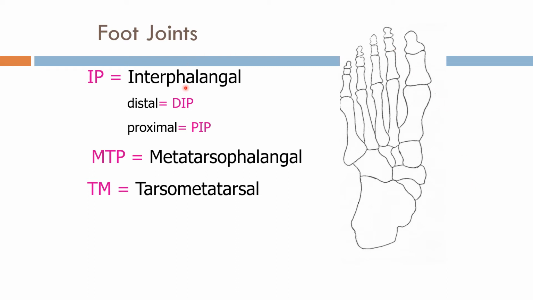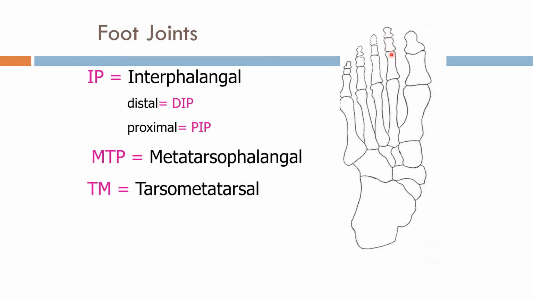So we have the interphalangeal joints. We have a DIP and a PIP, much like in the hand. At the first, like we had in the thumb, with the great toe, we don't have a DIP and a PIP. We only have an IP, okay? So here's the proximal phalanx, the distal phalanx. This is your big toe. In all the other four lateral toes, you have a PIP and a DIP.